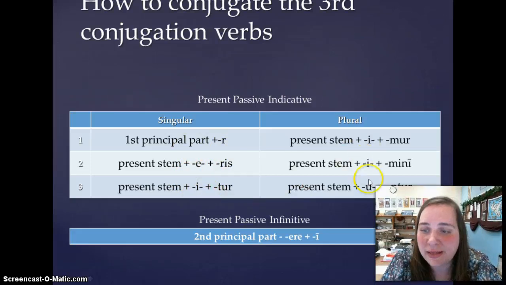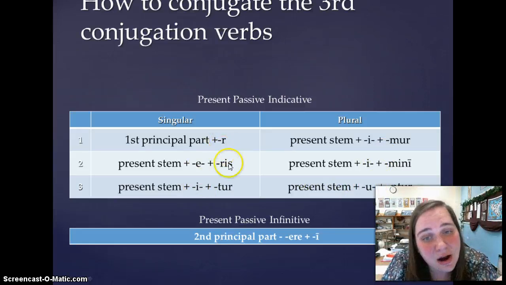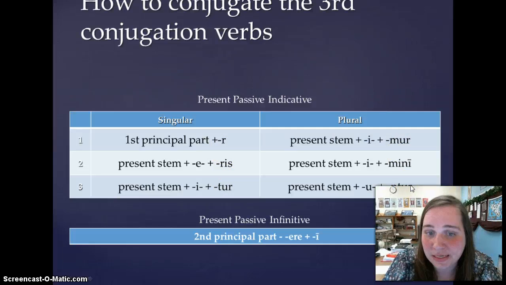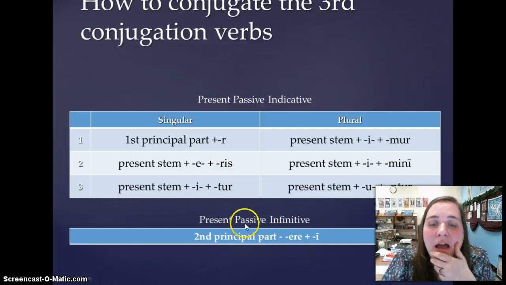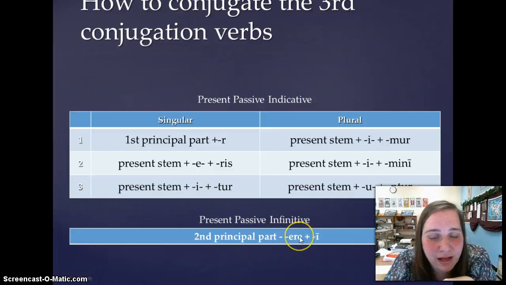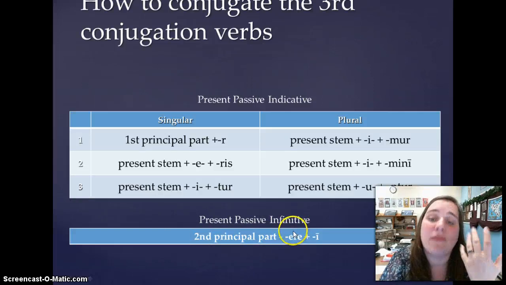And then for the rest of them, it's what you expect. Third singular, first and second plural, you have an I supplied as the vowel, and then third person plural, a U. Okay, but still these exact same endings are -ris, -tur, -mur, -mini, -ntur, as we have for the first and second conjugations. Yay. For the second principal part, you have to remove the entire ERE, or present passive infinitive, entire ERE from the second principal part and replace it with an I.